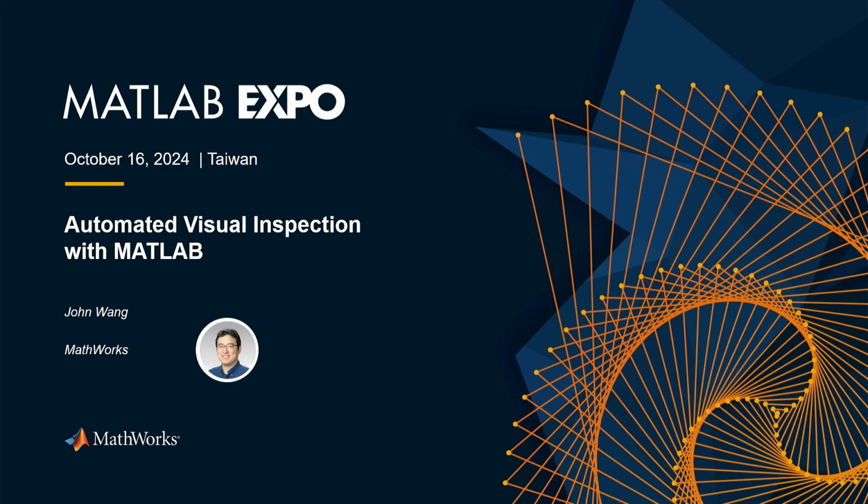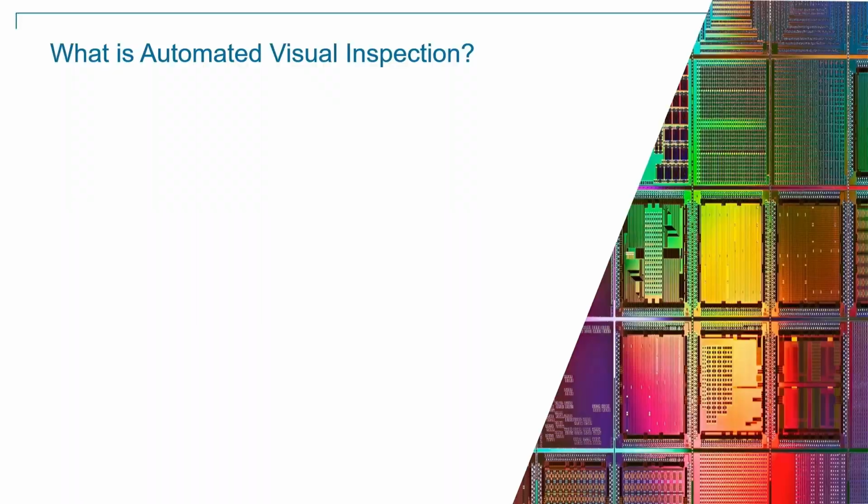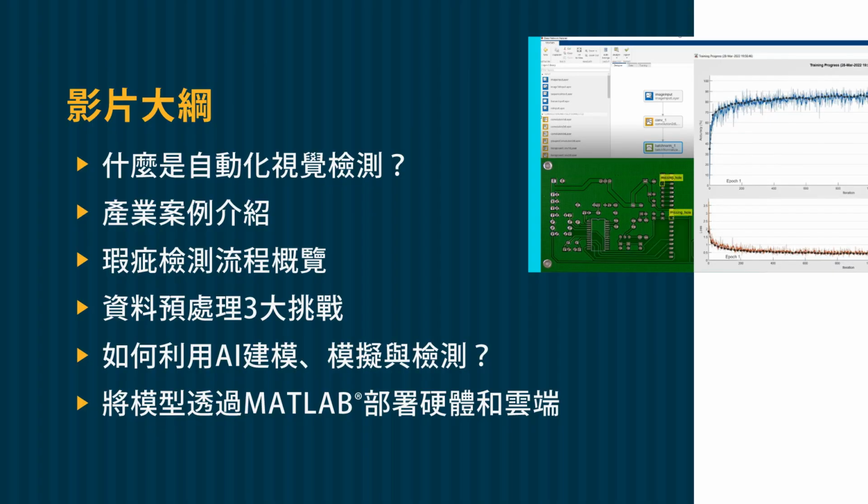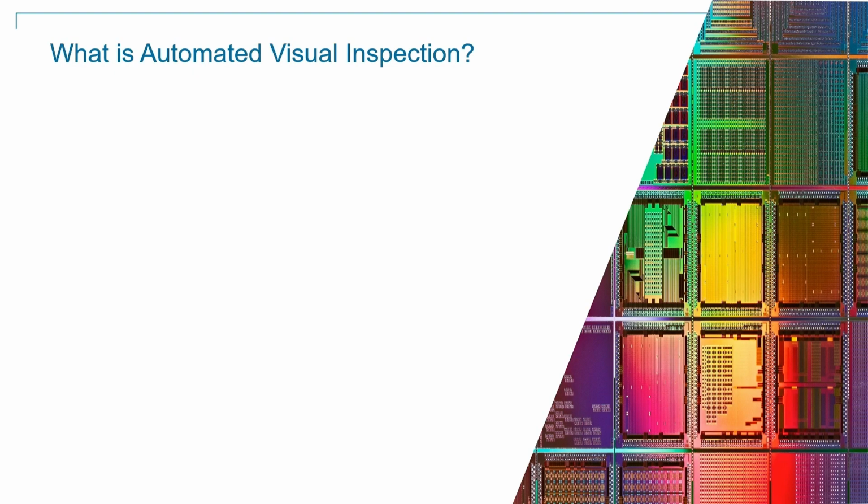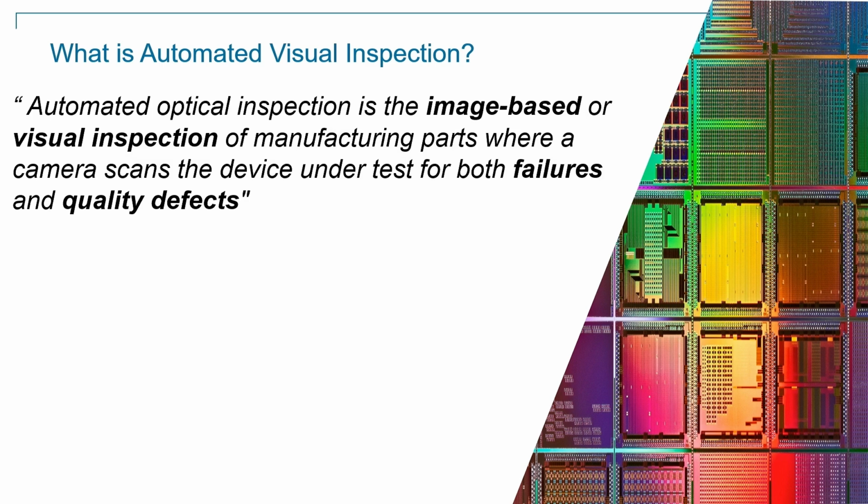So my talk is about automated visual inspection with MATLAB. Let's first start by defining what we mean by automated inspection. Is everybody doing inspection in your work? It's an automated process of visually inspecting manufacturing parts for failures and defects.